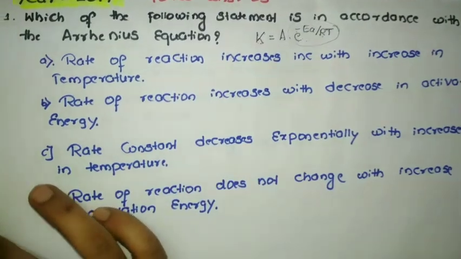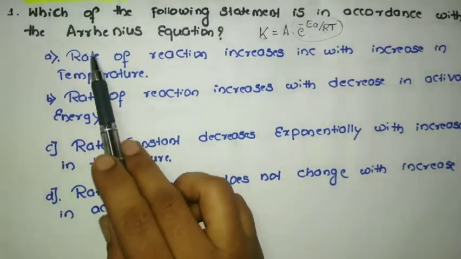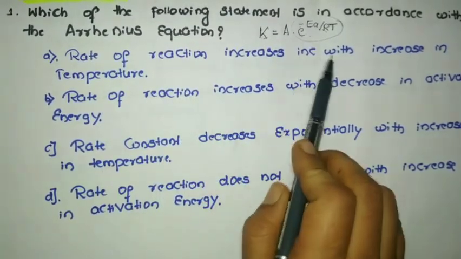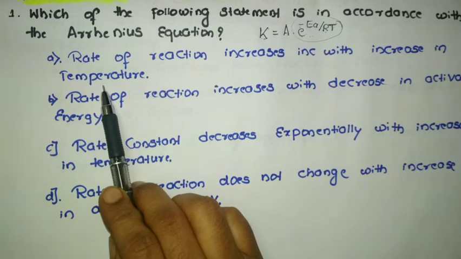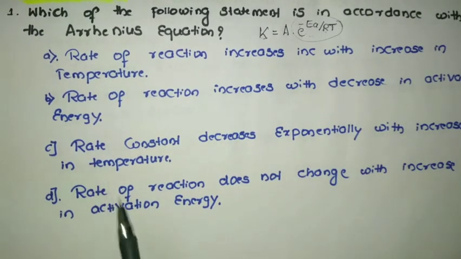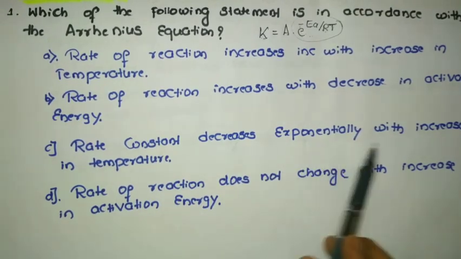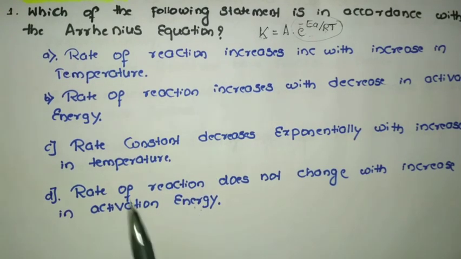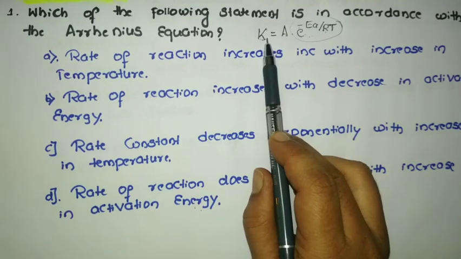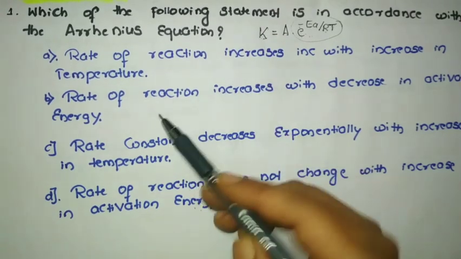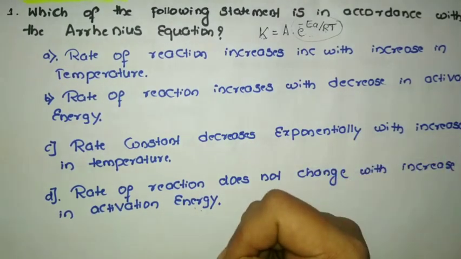Now the four statements given, according to the Arrhenius equation: the rate of a reaction increases with the increase in temperature; the rate of a reaction increases with a decrease in activation energy; the rate constant decreases exponentially with the increase in temperature; and the rate of a reaction does not change with increase in activation energy. It is quite simple by the equation I have written, and we should also know the factors that affect the rate of a reaction.